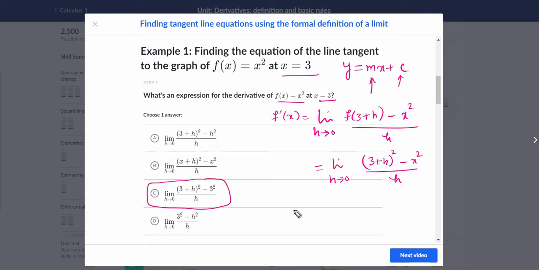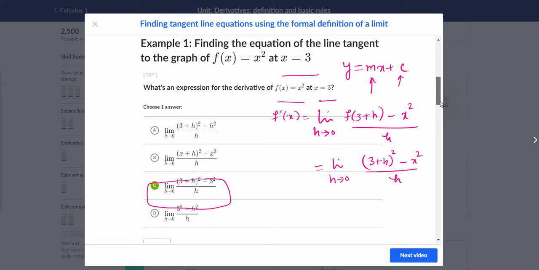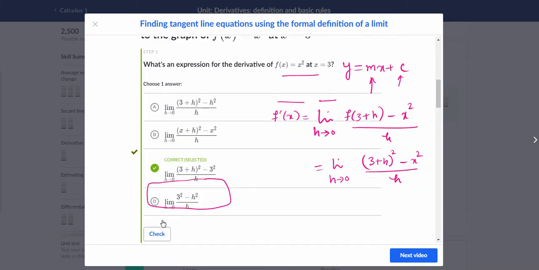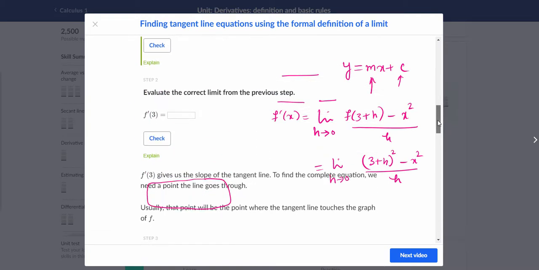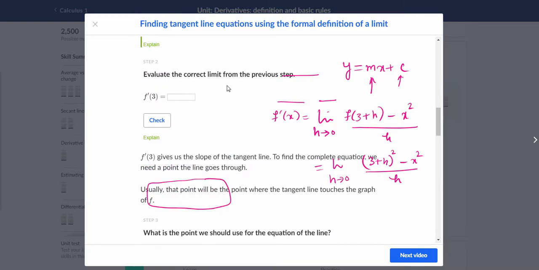option C. Alright, so let's check this option, and it's correct. Okay, so this is the expression for the derivative. Alright, now let's move on to the next one. It says evaluate the correct limit for the previous step. Alright, so basically now we have to evaluate this expression.